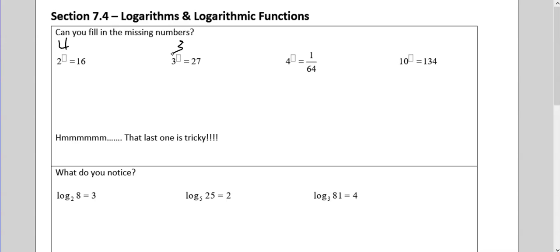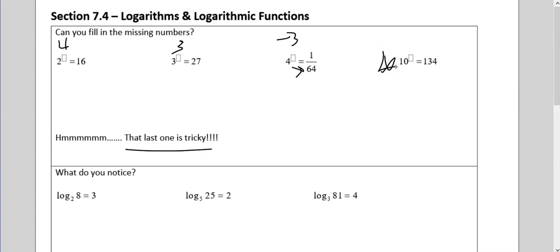Now, a little trick here. This one's on the bottom. So let's first think about 64. 4 to the 3rd power is 64. But since we want the 64 on the bottom, we want it to be negative 3. Now, the last one, as it says here, is tricky.